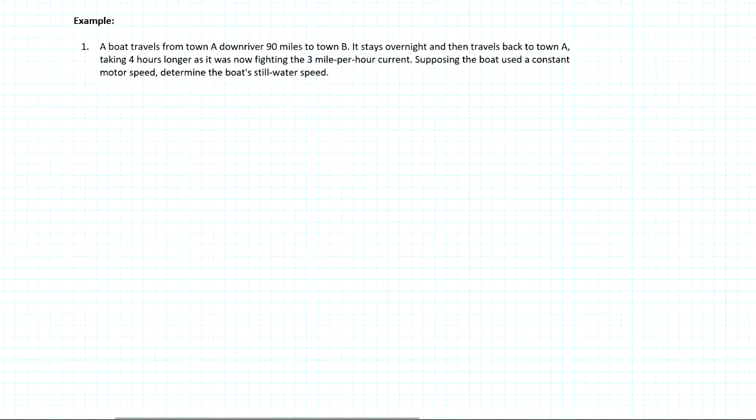We have a boat traveling from town A downriver 90 miles to town B. Just go ahead and start by drawing. We have town A, go downriver to town B. Let's note a couple of things here. This is 90 miles, and let's note that the current is going this way from A to B, right, because we're going downriver.